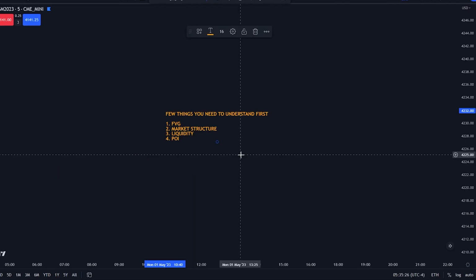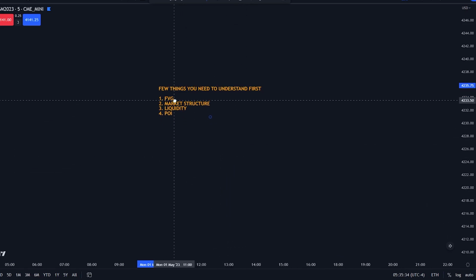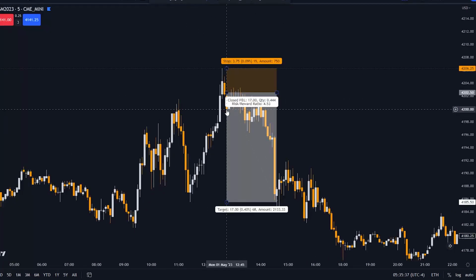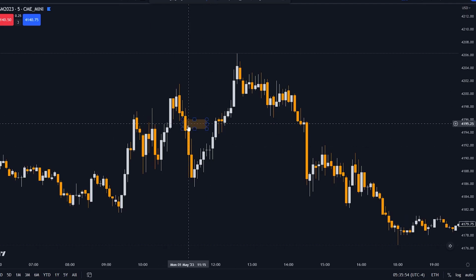These are the few things you need to understand first before I tell you about the strategy. You need to know what is a fair value gap. For those that don't know, it's very simple. It's just a gap between the first and third candle. So you can see this low right here, this high right here of the third candle, and this in the middle is the fair value gap. It's very simple. It's everywhere, as you can see. It's here, here. This is the bearish fair value gap, and this is a bullish one.